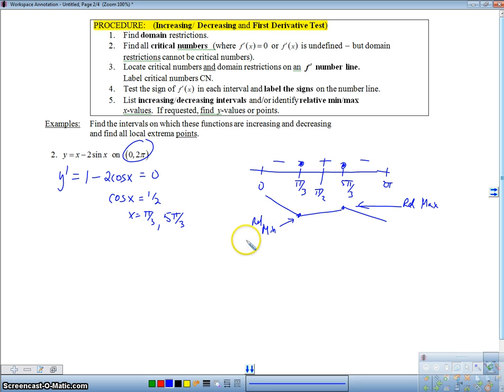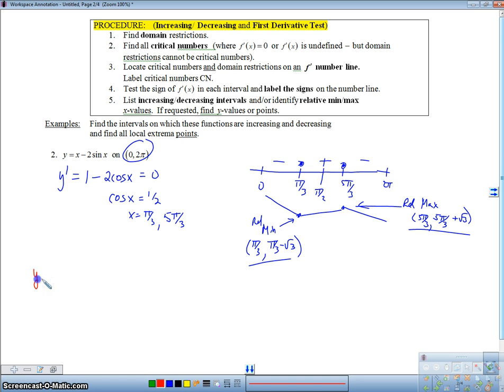I'm going to plug in pi over 3 in my original function. So I'm going to get pi over 3 minus 2 times the sine of pi over 3, and that's going to give me pi over 3 minus root 3 when all is said and done. And then my relative max is going to be at 5 pi over 3, and when I plug that one in, I'm going to get 5 pi over 3 plus root 3. So these are my points. Let's go ahead and write down our justification.